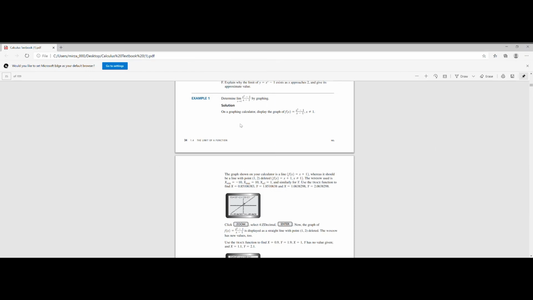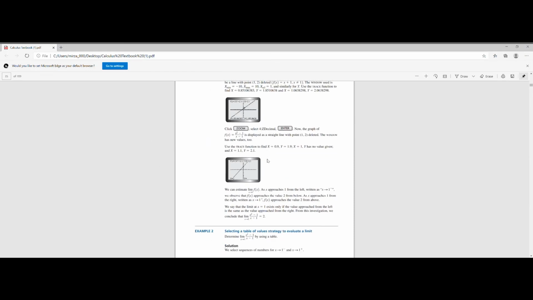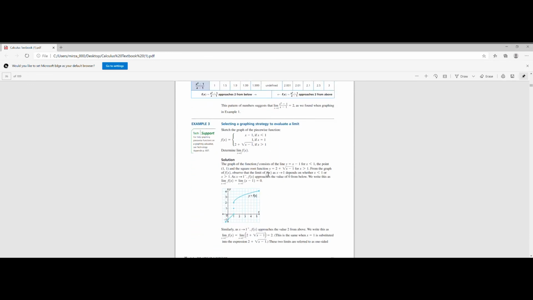So if we look at this example, f(x) is equal to x minus 1 if x is less than 1, f(x) is equal to 1 when x is equal to 1, and f(x) is equal to 2 plus the square root of x minus 1 when x is greater than 1. This is how the graph looks. As you see, the graphs are not continuous. They all stop at 1.